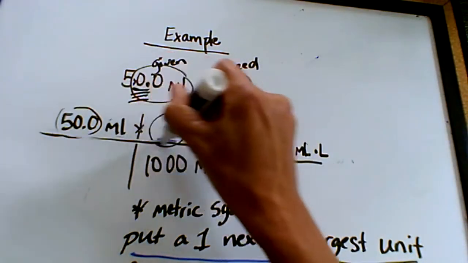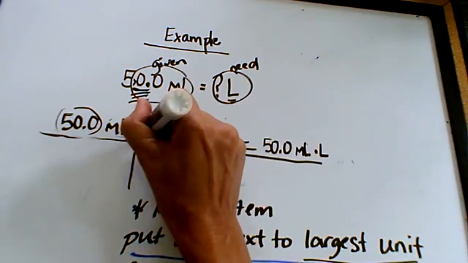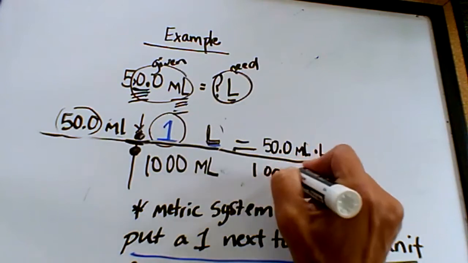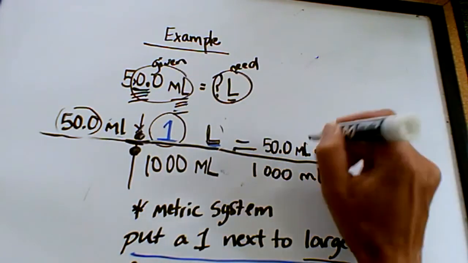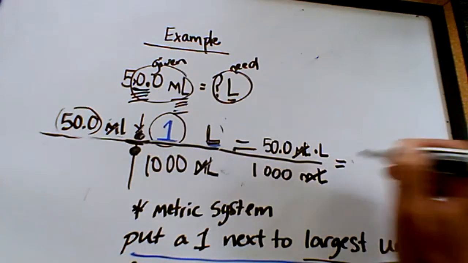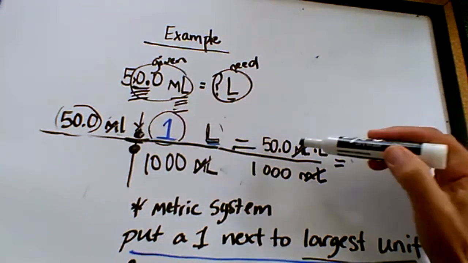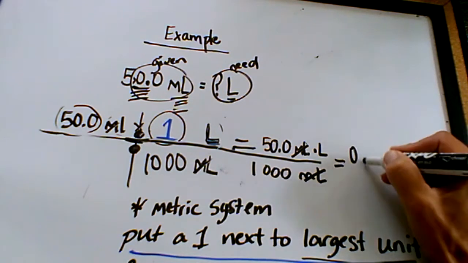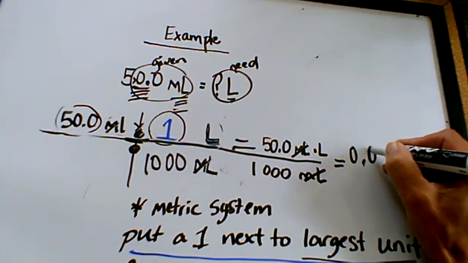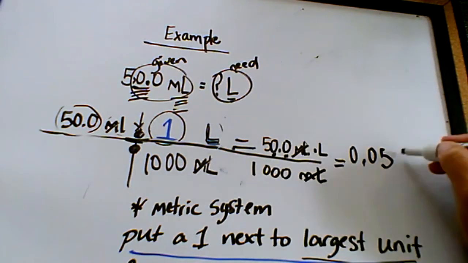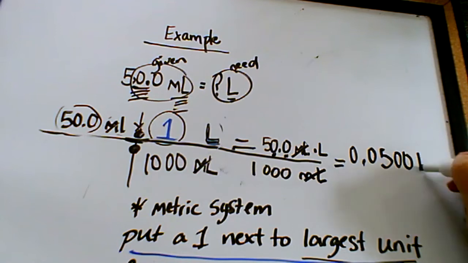I have multiplied the top. I will now divide it by the bottom. So I'm going to put 1,000 milliliters right here. Milliliters cancel, right? You can see that that cancels. And the answer is 50 divided by 1,000. That is going to give me 0.05. These values are significant. I need to keep them.